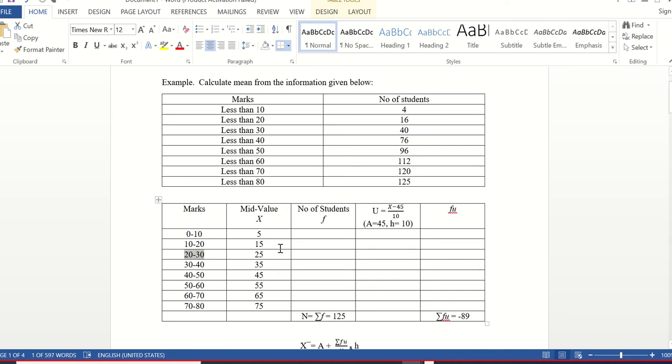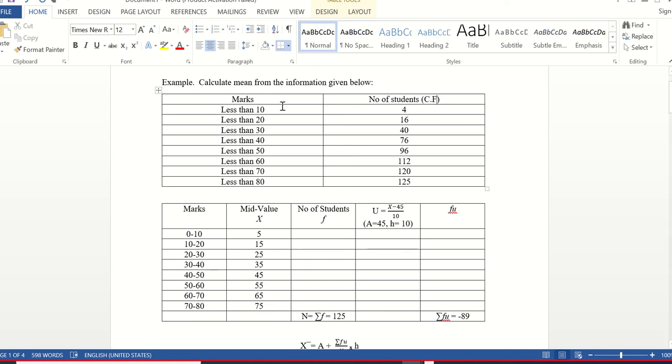So now we will move towards calculating the number of students. The number of students which are given to you are cumulative frequencies, okay? This is CF. We call it cumulative frequency. So now we have to change it into normal frequency. How do we change cumulative frequency into a normal frequency table? We will understand here now.